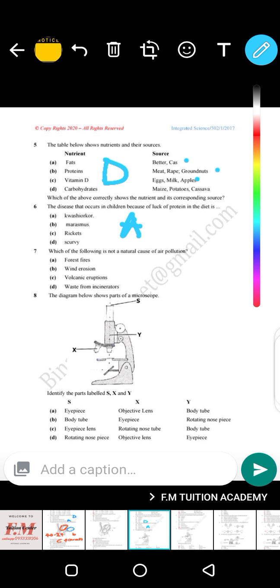Which of the following is not a natural cause of air pollution? Okay, air pollution is when the air is contaminated. It means gases are going into the air and contaminating it. So which of the following is not a natural cause, meaning it doesn't happen naturally? Forest fires. Whenever a forest fire comes up, fire sometimes starts in the forest naturally. So this one is a natural cause.